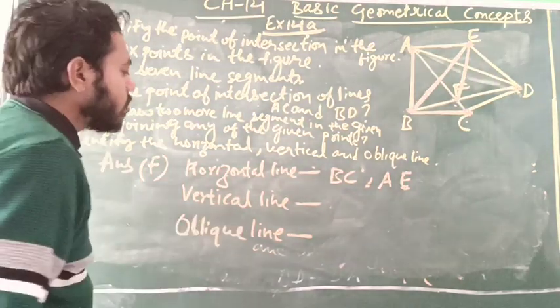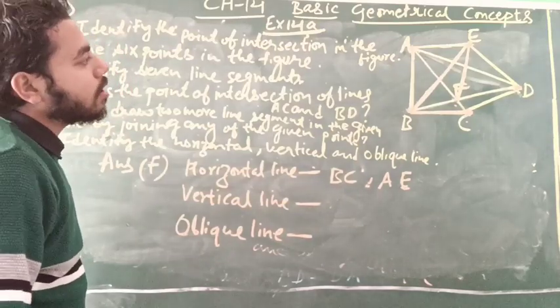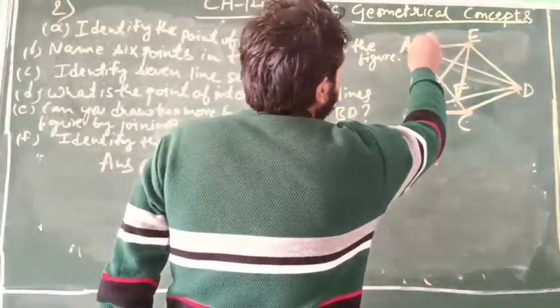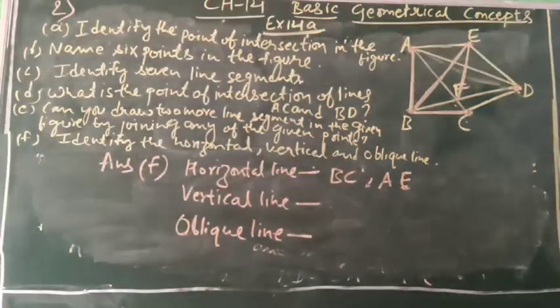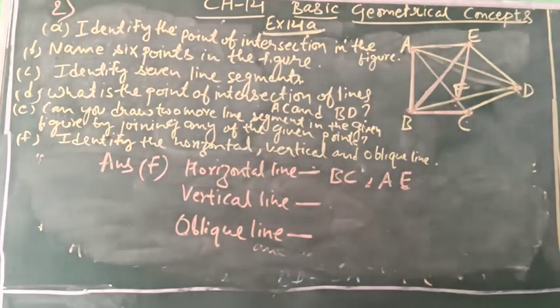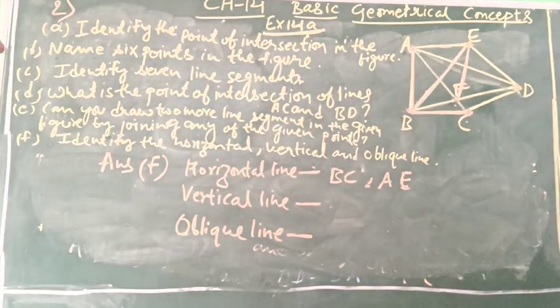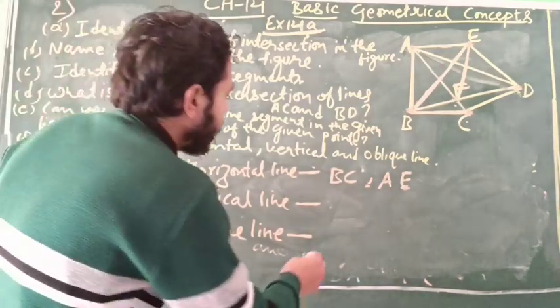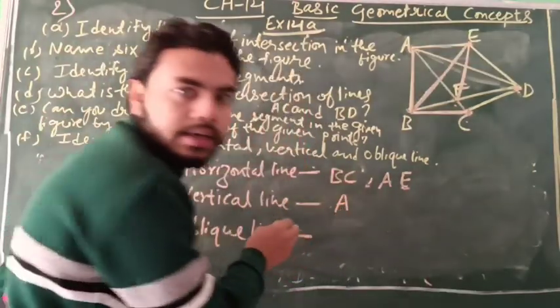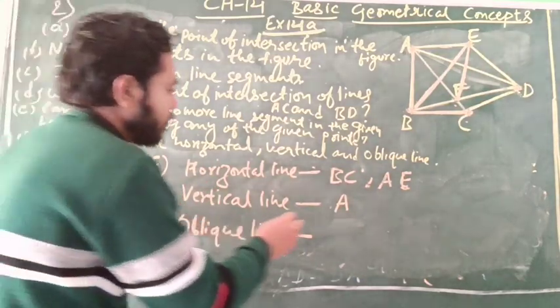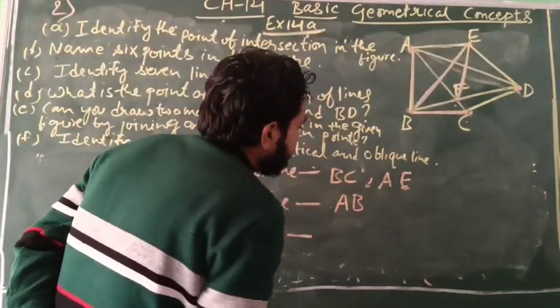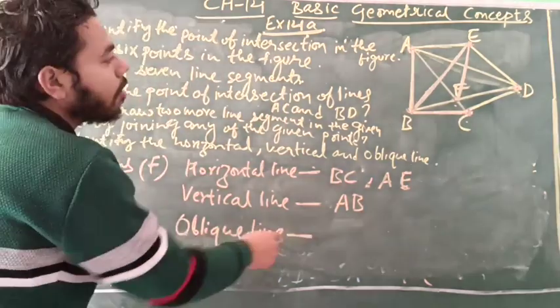Now we will talk about vertical lines. So here you see that AB is a vertical line. AB is a vertical line. And now the oblique lines.